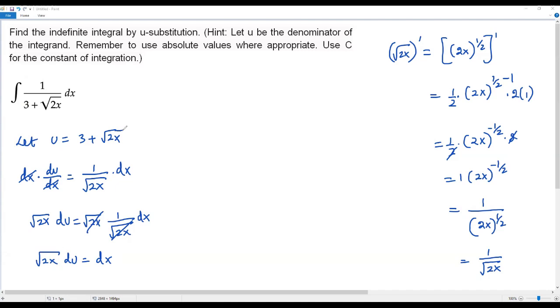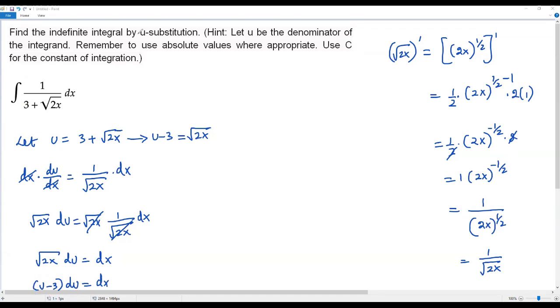For that, we can solve for square root of 2x in this equation over here. When I solve for square root of 2x in this equation, I'm getting u minus 3 equals square root of 2x. So we can plug in this u minus 3 for this square root of 2x over here. Then I'm getting u minus 3 times du equals dx. Now I got the stuff for dx, which is completely in the variable u.